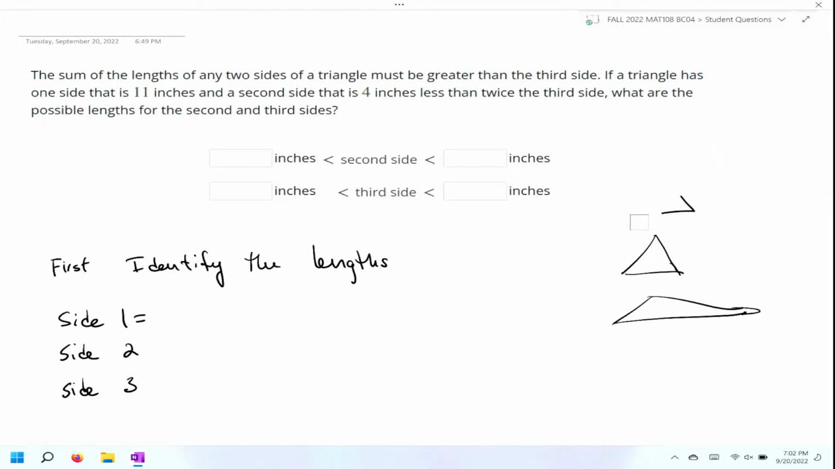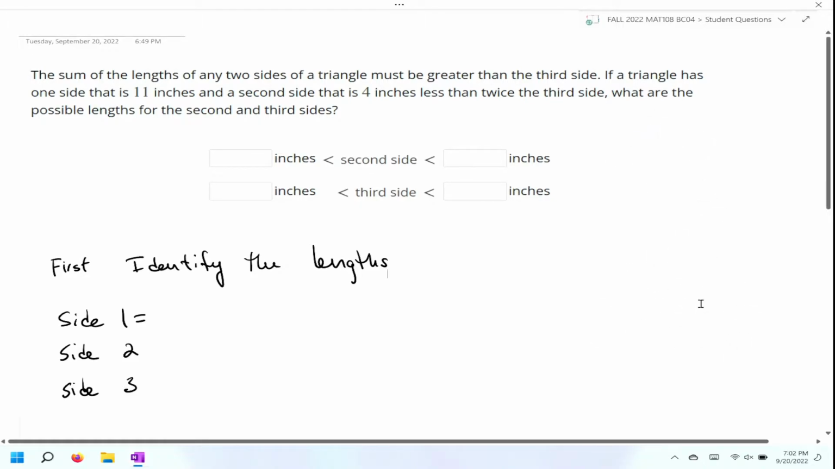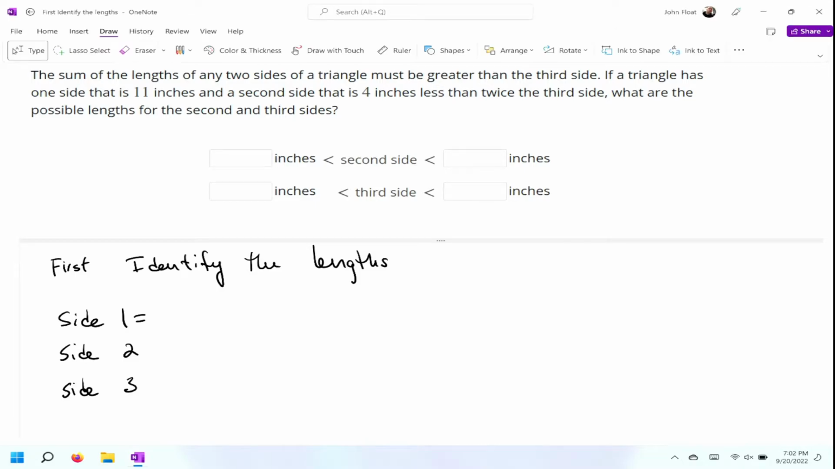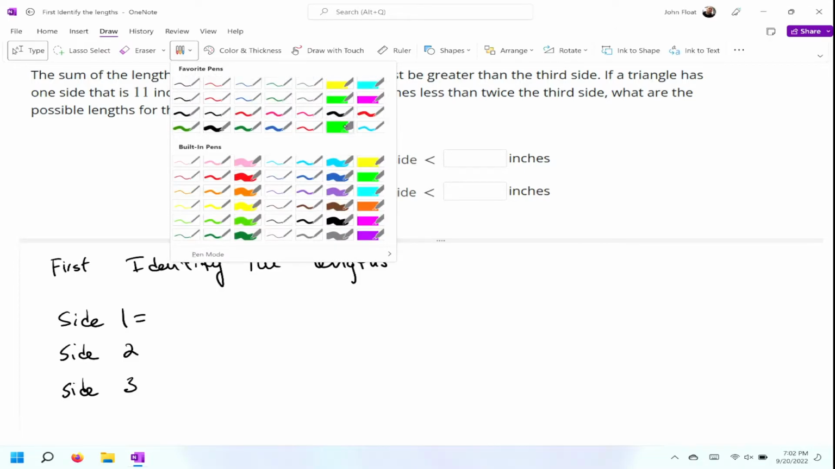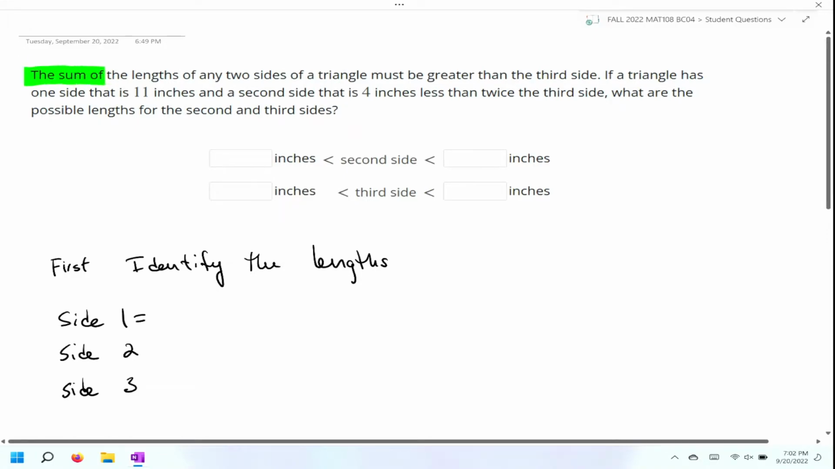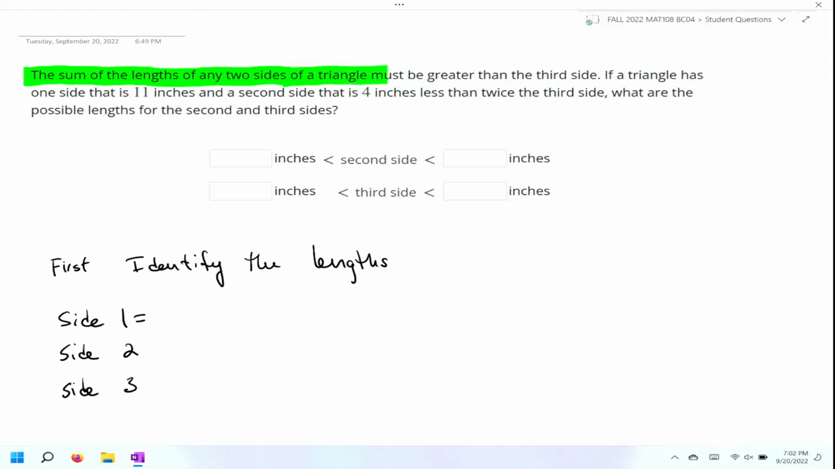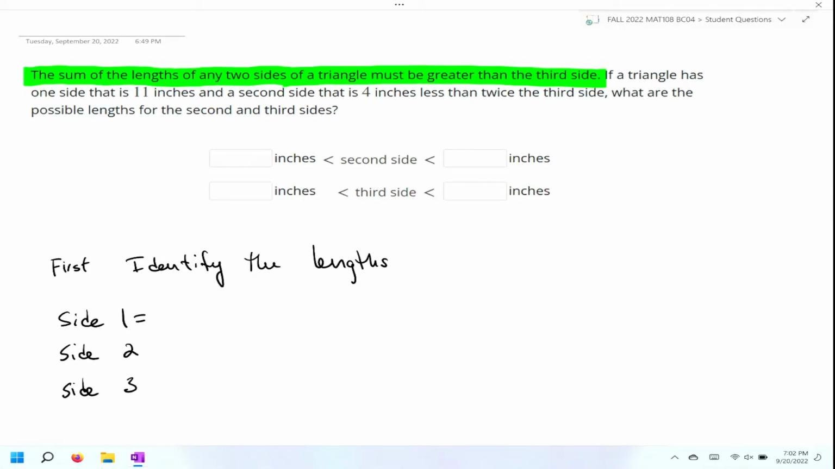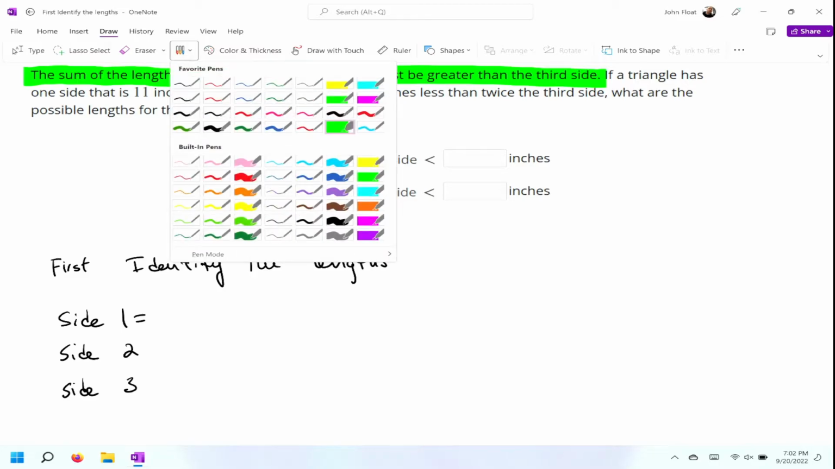But what you do have to worry about, and this is the whole problem right here, is this very first sentence that says the sum of the lengths of any two sides. Any two. So it doesn't matter what two you add, that has to be greater than the third side. Now, like I said, we don't know which one's side one, what's side two, and what's side three. We have no idea.